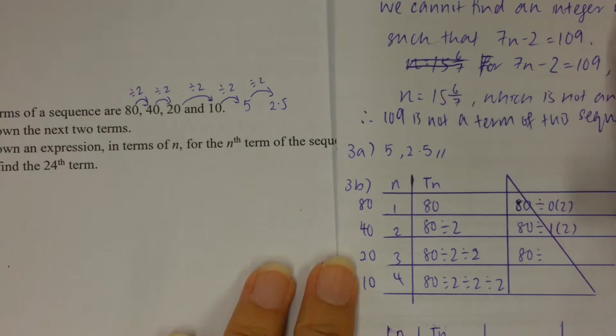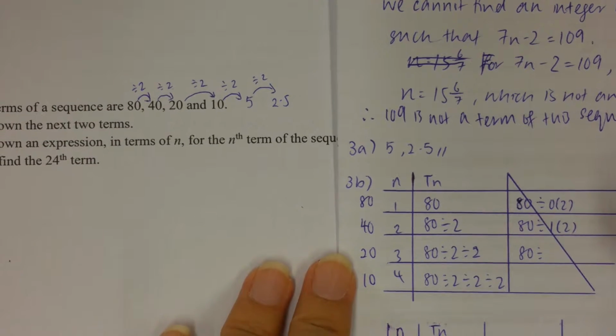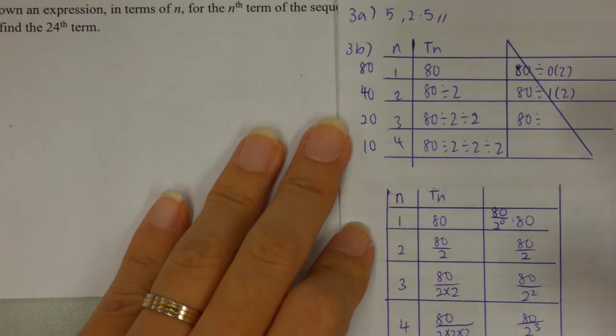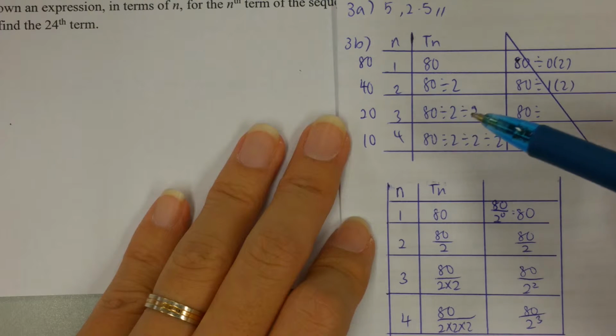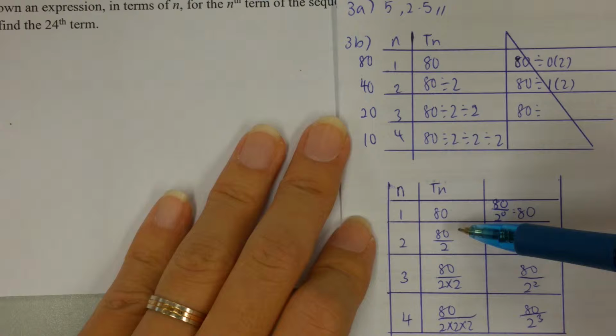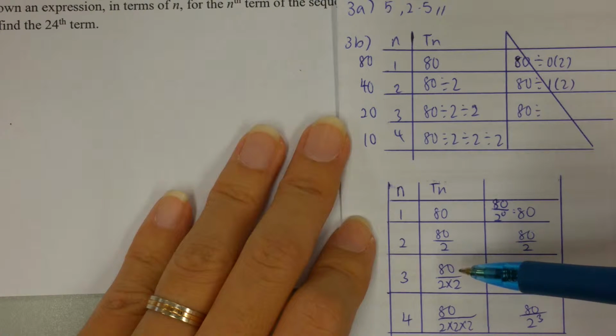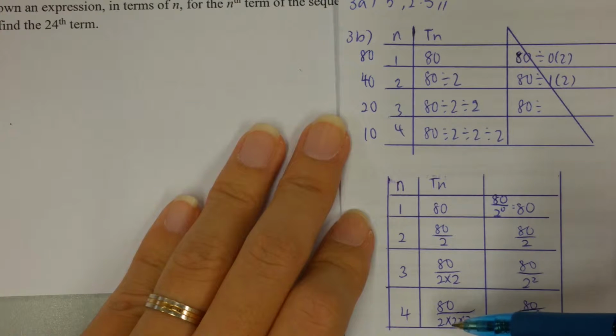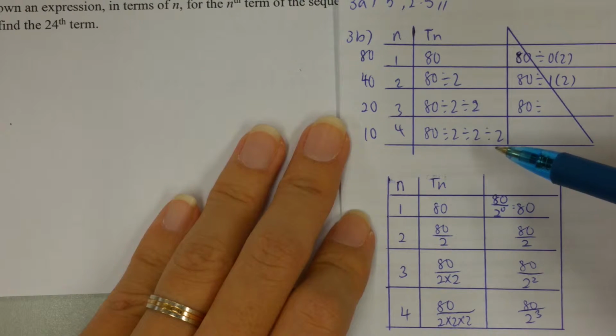After that, I've decided to write it in fraction form so that maybe you can see better what's the pattern for the 2s. Okay, so you can see it's all divided by 2, divided by 2, right? So the first term is 80, the second term is divided by 2, the third term you see divided by 2 times 2. Fourth term you have divided by 2 times 2 times 2. Okay, you see it's the same thing.